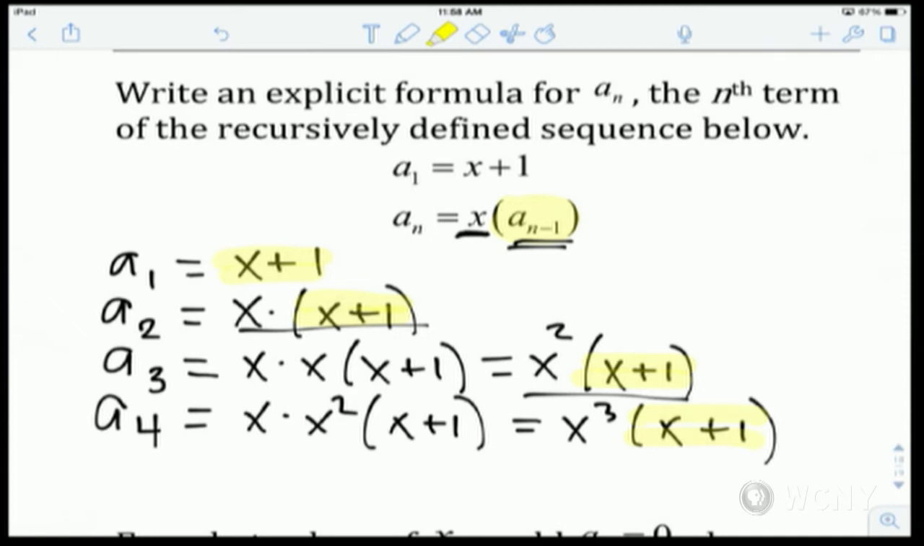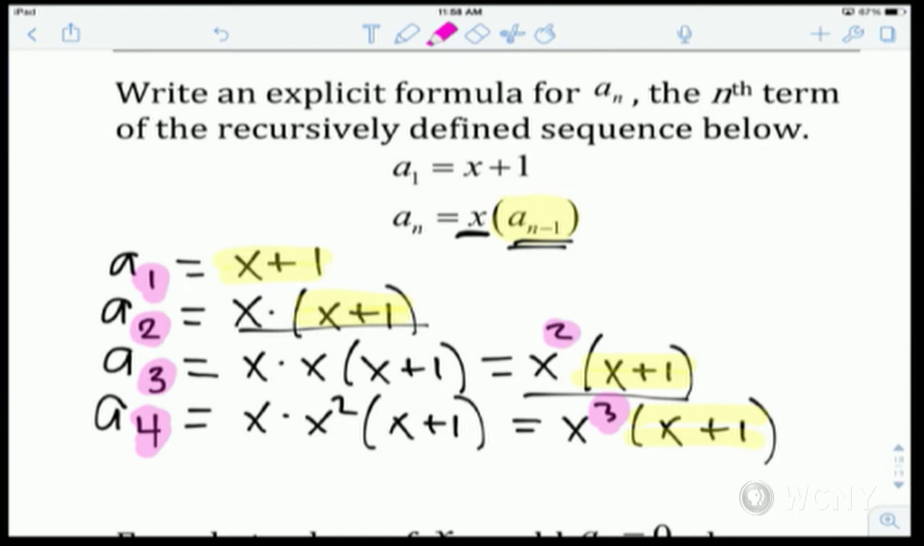I know that's going to be part of my explicit sequence. The next thing that I notice is happening is that the exponent on the x outside is a value that's 1 less than the term number. So on my fourth term, I have x to the third. On my third term, I have x squared. On my second term, I have x to the first. It's just we don't write that 1. And on my first term, I have x to the 0, which is 1. So we don't even see that.